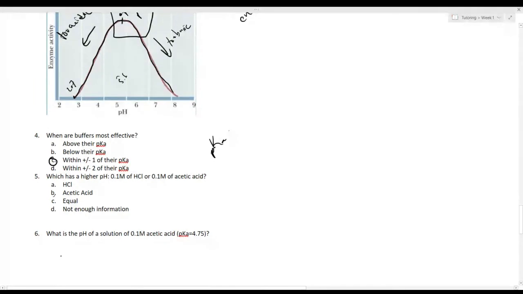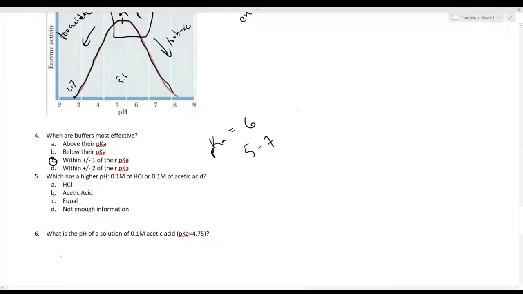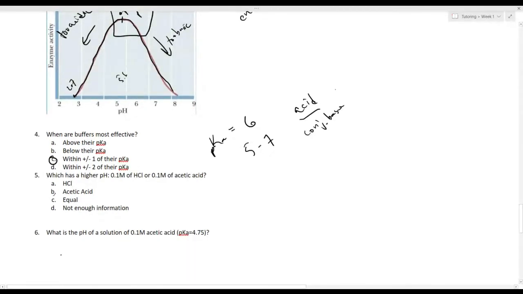So if I have a pKa of somewhere around, let's say, 6, if that's what the acid that I'm using has, then it's best as a buffer between pHs of 5 and 7. And the reason is between those two pHs, it's got a good ratio of acid to conjugate base. And so as a result, it can kind of interconvert between these two without significantly affecting the pH.